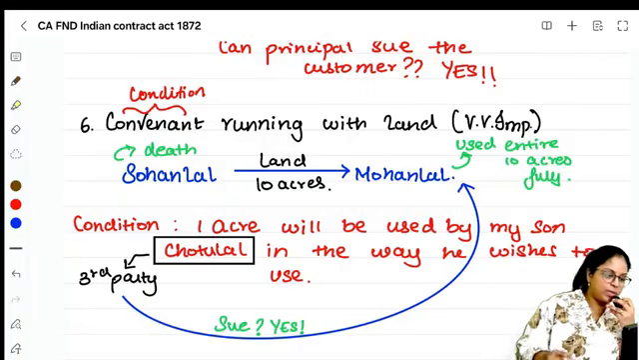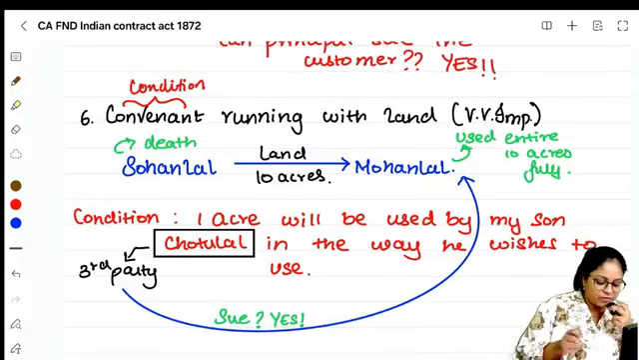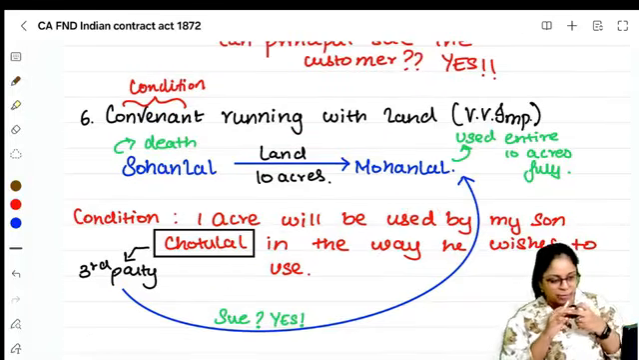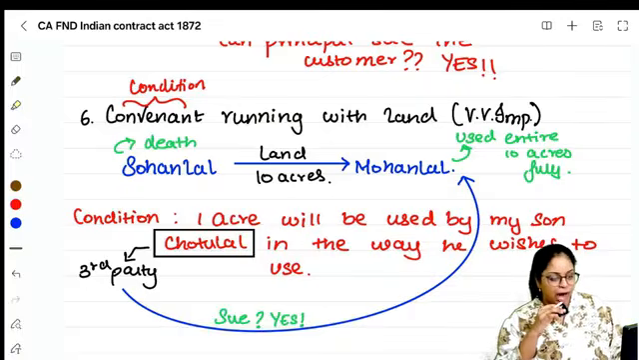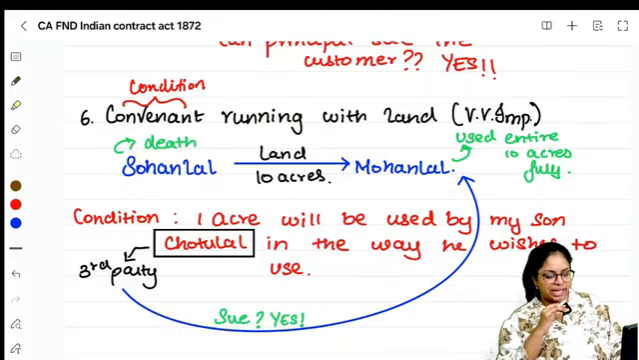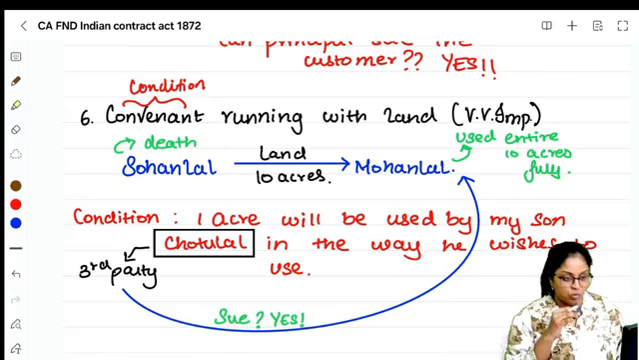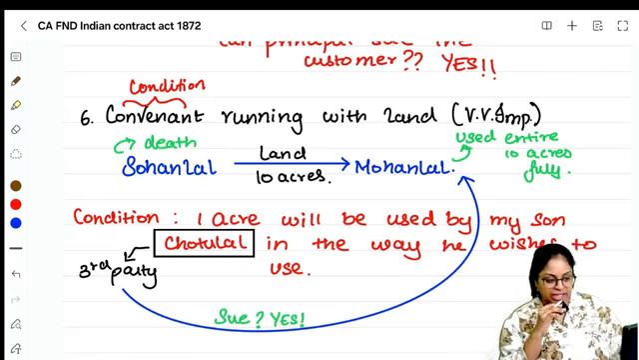Absolutely clear. Now in this particular case, after some years Sohan Lal dies. Chotu Lal tells Mohan Lal, what can we do on that one acre of land only? We can do farming. But Mohan Lal says, that cannot be done, I will build a mall on all 10 acres. Now you tell me, can Chotu Lal file a case against Mohan Lal?